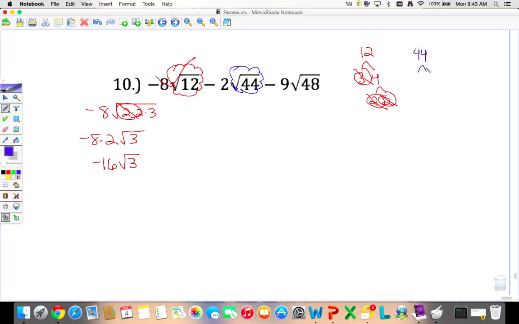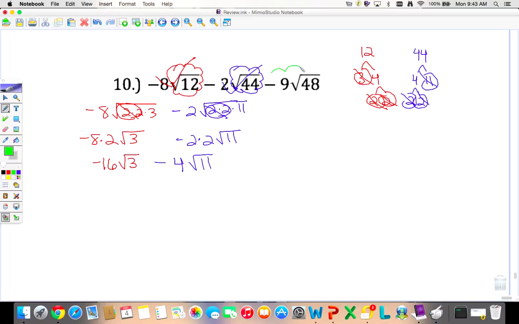Now I'm going to focus on the square root of 44. 44, we can do 4 and 11. 4 will give us 2 and 2. So here I have negative 2 square root of 2 times 2 times 11. Circle your pair, write it out, cross it off. All you're left with is the square root of 11. Negative 2 times 2 is negative 4 square roots of 11. Done with that middle part.